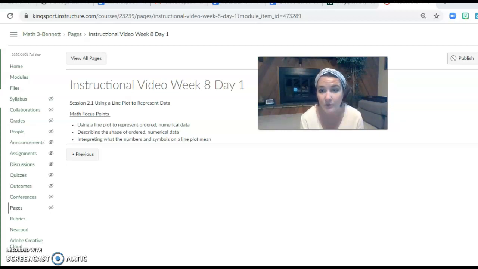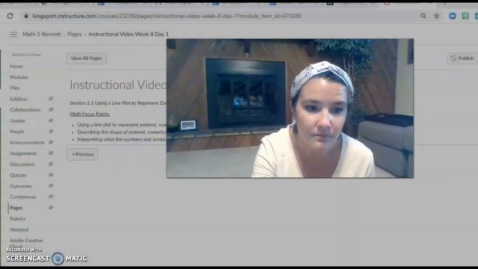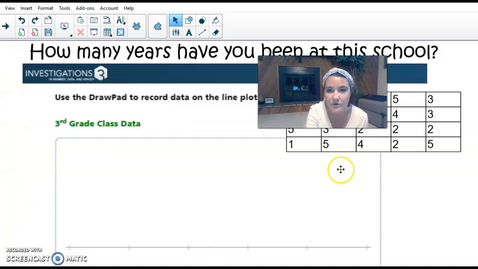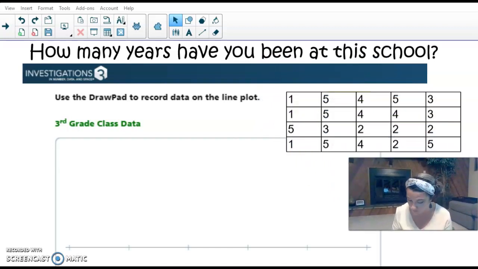Okay, so what we're going to do is I've already collected some data for this activity with my students. So we're going to go to the data that I collected, and the question that I posed to them was, how many years have you been at this school? Okay, so we're going to work on putting the number of years, putting the data on the line plot. When you're creating a line plot, the most important thing to do is to take time to analyze it. What do the numbers mean? How am I going to display this data?